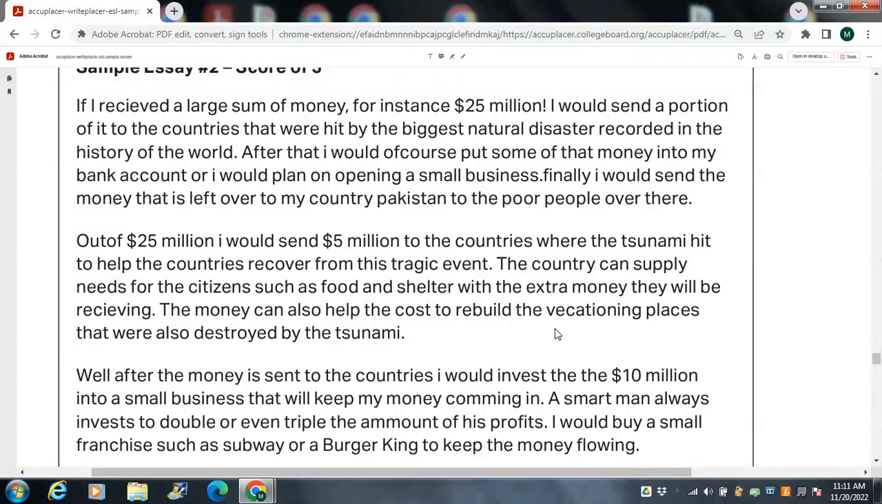So again, looking at the pros and cons, the positives and the drawbacks of this particular paragraph. But again, their idea is clear. It's come across. I would have just stayed in that future tense. The country could supply needs for the citizens. The money could also help, rather than can also help, because then we're moving from future to present tense. So just keep that in mind, writers.